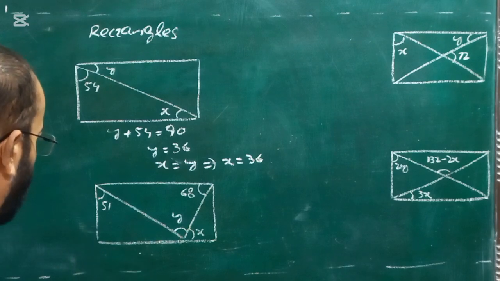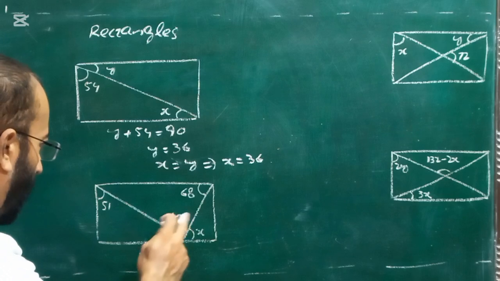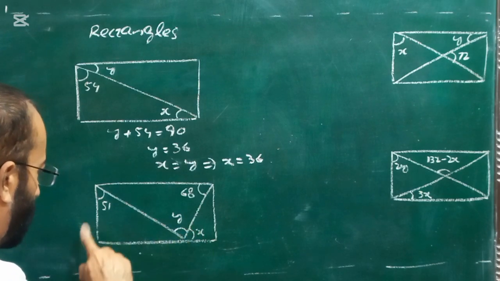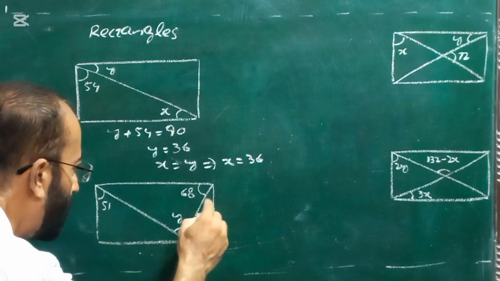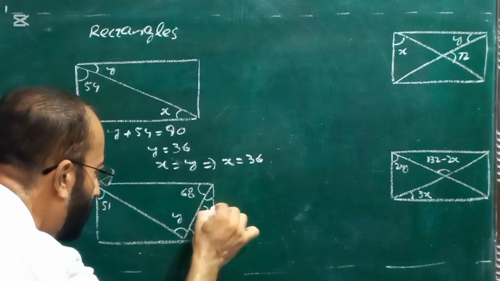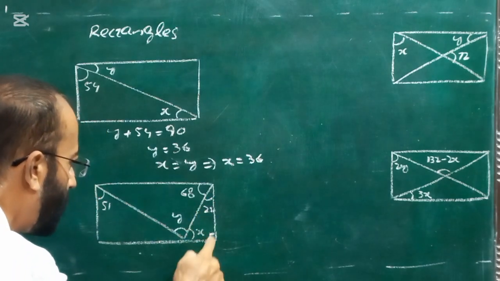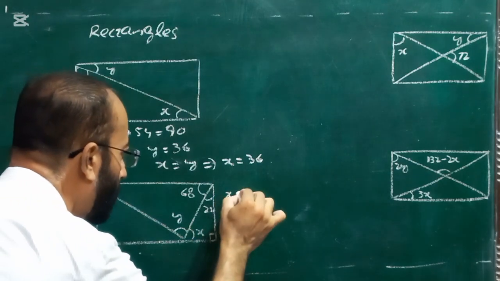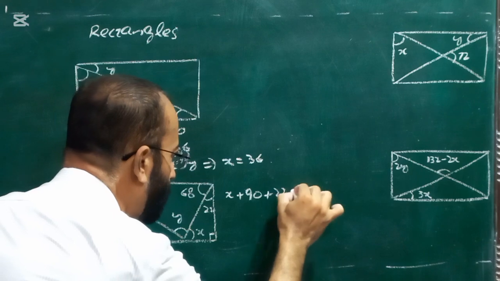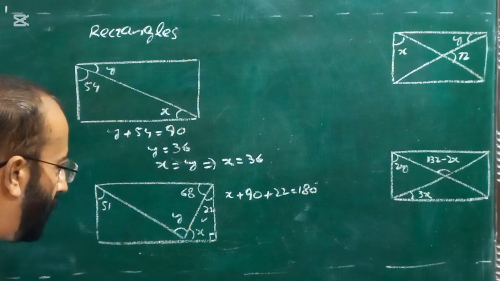Okay, if you come into this figure, x and y are missing values. Because in a rectangle each angle is 90 degrees, if this is 68, the remainder will be 22, and because this is 90 degrees, x plus 90 plus 22 should be equal to 180 degrees because the sum of the angles of a triangle is 180 degrees.